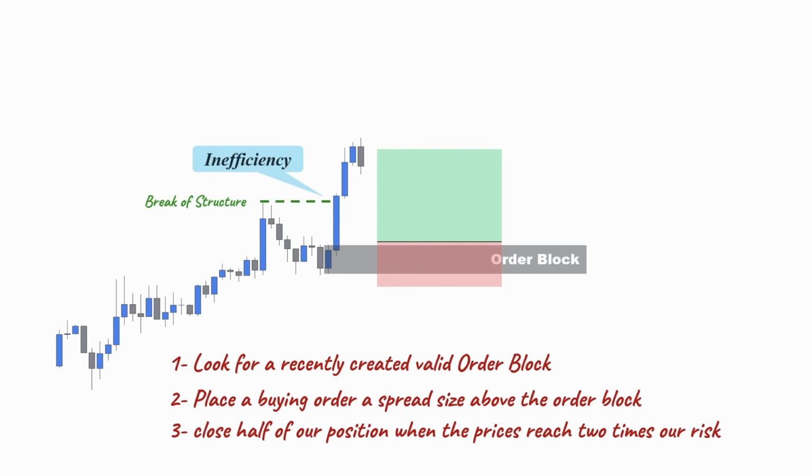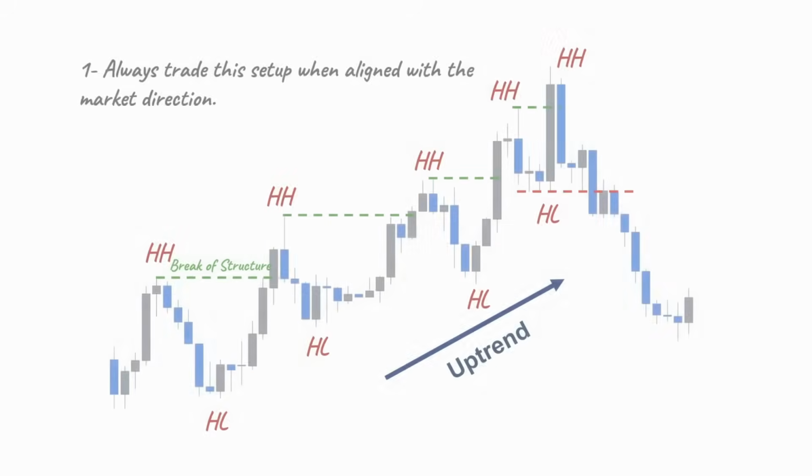This way, even if the price drops and hits our stop loss, we are at break even. For the second target, we will aim for the next key level in front of the price. But there are several key points to make the strategy more effective and profitable. Number 1, always trade this setup when it is aligned with the market direction. This strategy is a trend continuation setup. So, always trade this when you can clearly identify the market direction and who is in control, since we always want to trade with the direction of the dominant trend to have a higher chance of winning.